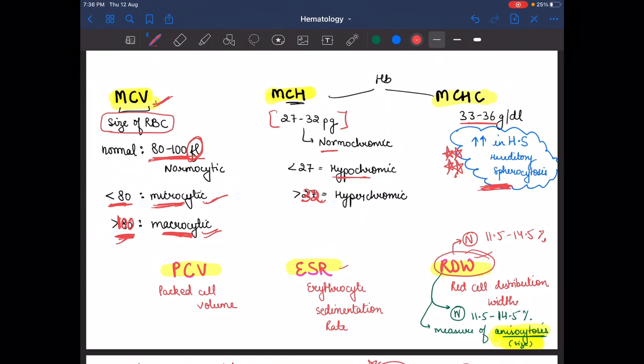And MCH tells you about the color of the RBC. The normal range is 27 to 32 picogram. If it is less than 27, it is hypochromic anemia, and if it is more than 32, it is hyperchromic anemia. And MCHC is increased only in hereditary spherocytosis. I am telling you, it is only and only increased in hereditary spherocytosis. The normal value of MCHC is 33 to 36 gram per deciliter.